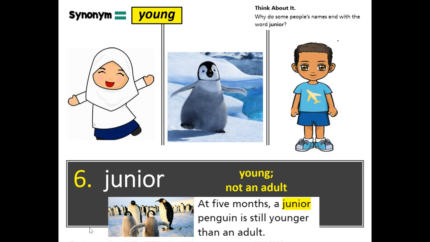Think about it. Why do some people's names end with the word junior, or young? To signify a child. Or at 5 months, a young penguin is still younger than an adult, or a child. A child penguin is younger than an adult penguin.